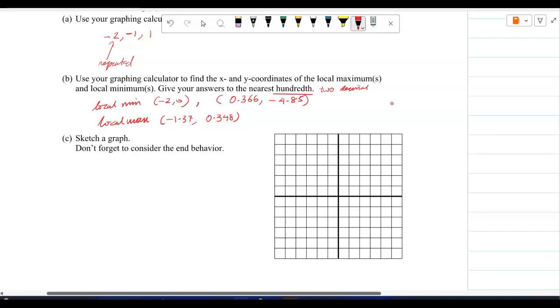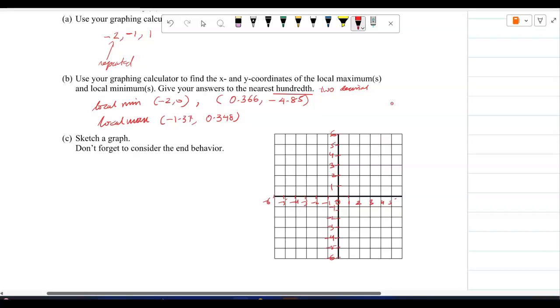Now sketch the graph. So what will you do? You would label the x-intercepts first. It's a very small graph here. This is 1, 2, 3, 4, 5, and minus 1, minus 2, minus 3, minus 4, minus 5, minus 6. Correct? Yeah. This is 1, 2, 3, 4, 5, 6, and minus 1 through minus 6.